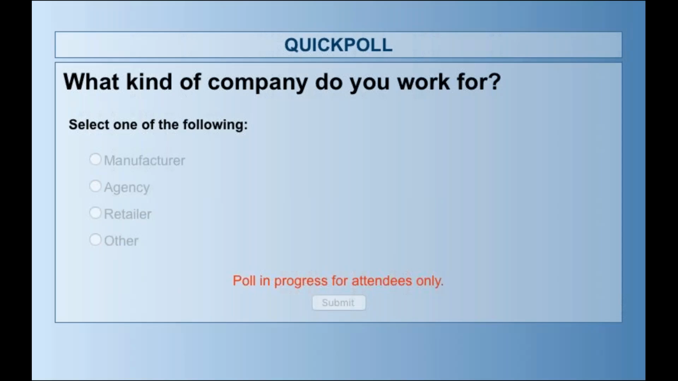Now we have the second poll, Malcolm, and this one is, what kind of company do you work for? We have manufacturer as an option, agency, retailer, and other. If you all could answer this one, just so we can gauge who's in the audience, and Malcolm can give tips accordingly. I'll go ahead and close it now. Let's see what we got.